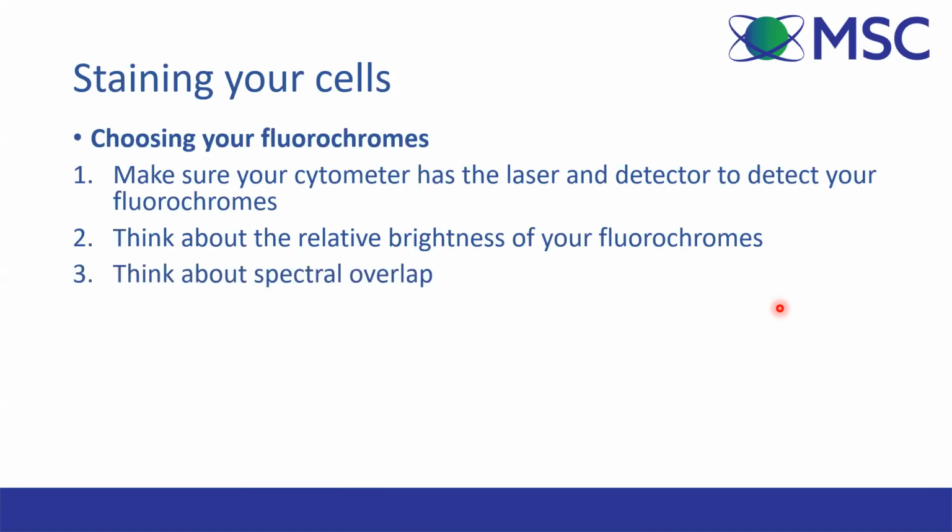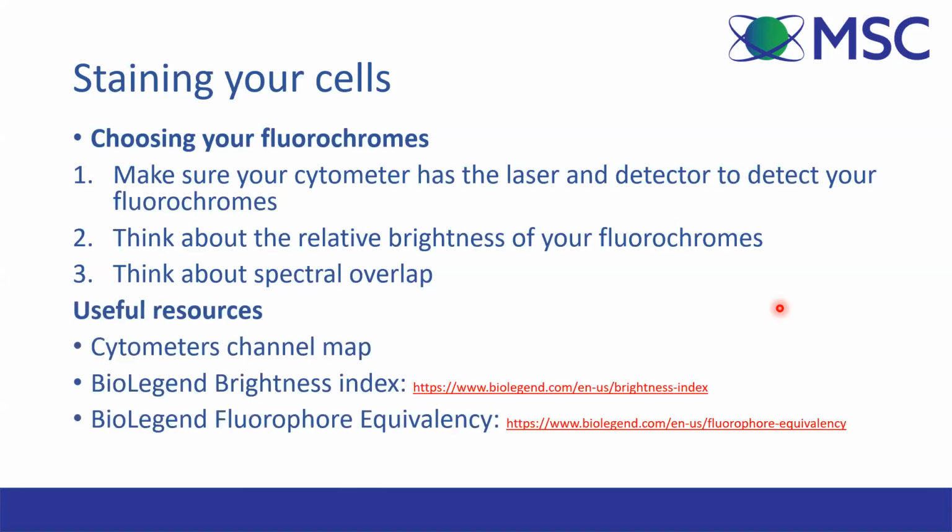You should think about spectral overlap and try to avoid it if possible. So fluorochromes that have a minimal amount of emission spectral overlap generally are further apart on the emission maxima, and they will have less spectral overlap, which is going to make your compensation easier later on. There are many resources available online to help you with panel design, and I'd thoroughly recommend that you check those out.